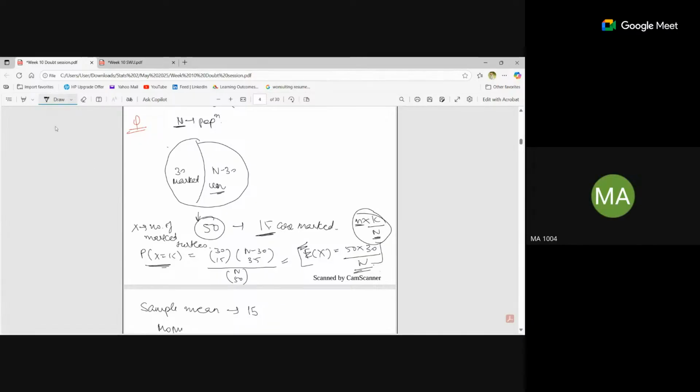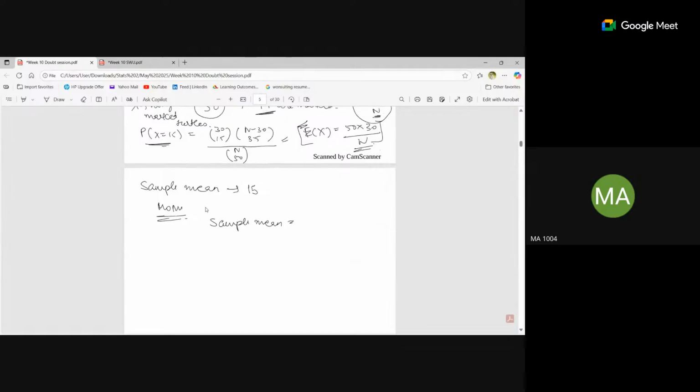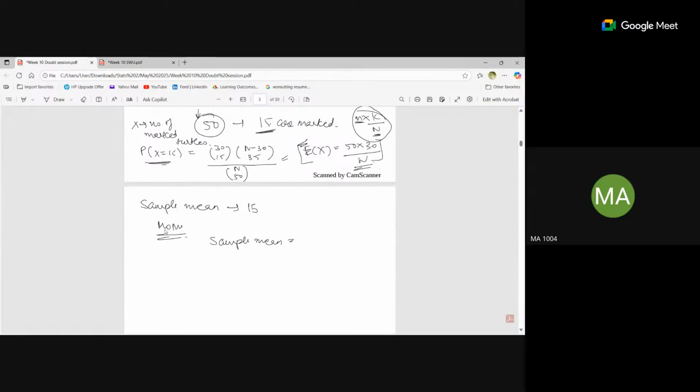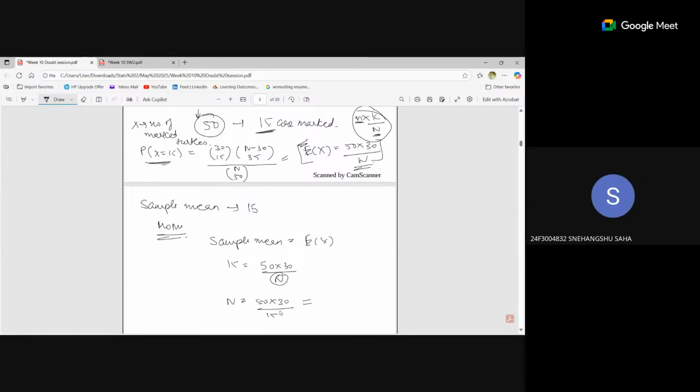So this is my expectation and this is my sample mean. According to the method of moments, my sample mean would be equal to this expectation, correct? Yes, ma'am. So the sample mean 15 equals 50 into 30 divided by N. Now I have to calculate the value of N. So N will be 50 into 30 divided by 15, which is 100.